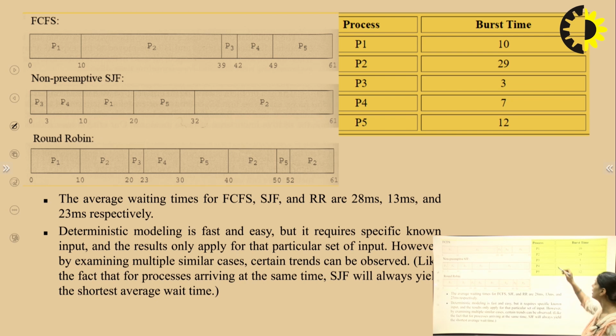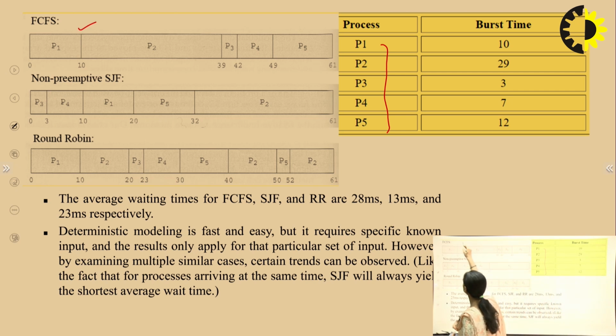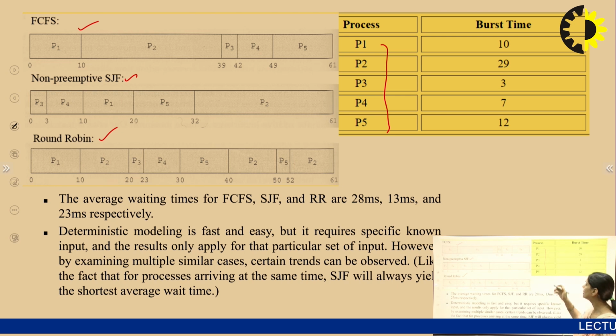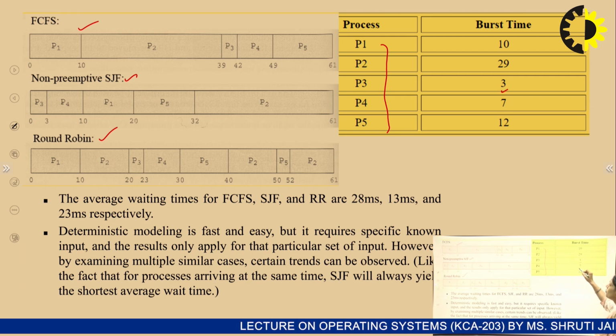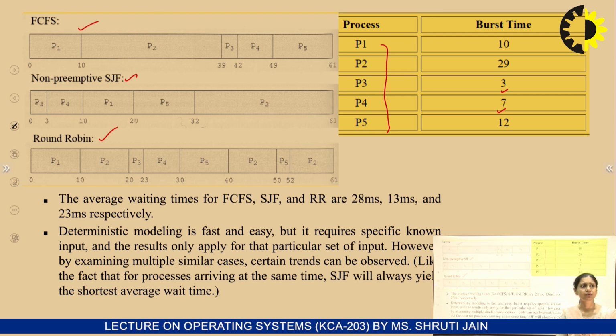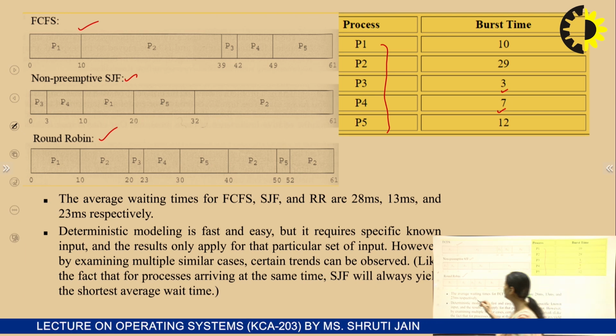So, suppose we have these 5 processes in the system, and we are trying to identify which among these 3 is the best one. We will calculate the average waiting time in all 3 cases. In first come first serve, the first job is taken up and executed, then the second, then the third and fourth. In non-preemptive shortest job first, the shortest job is taken up, that is P3, followed by P4, P1, P5 and P2. For round robin, we have a time quantum of 10 milliseconds.